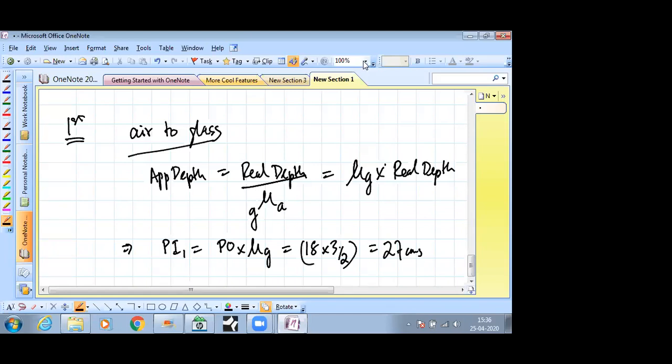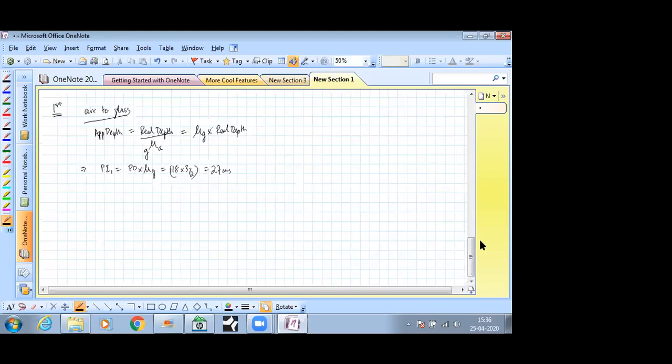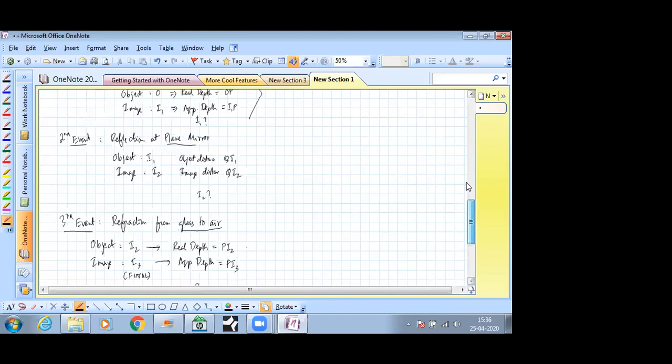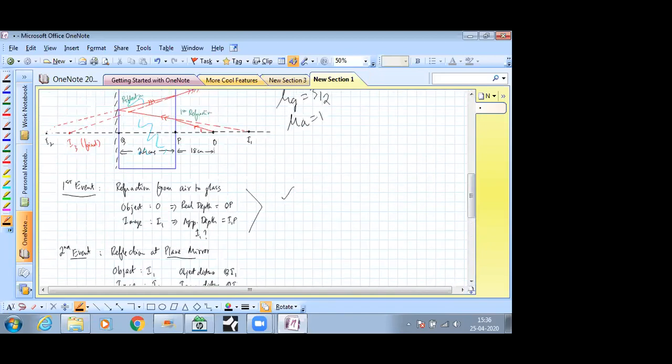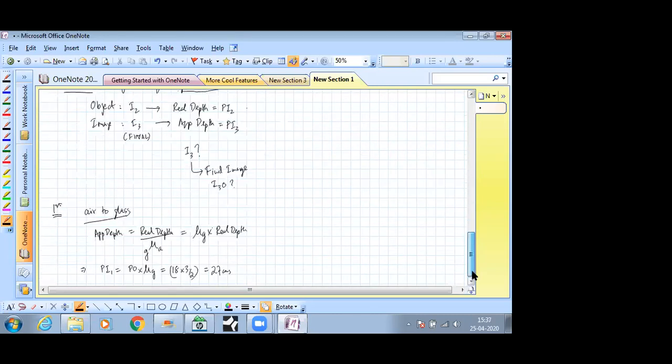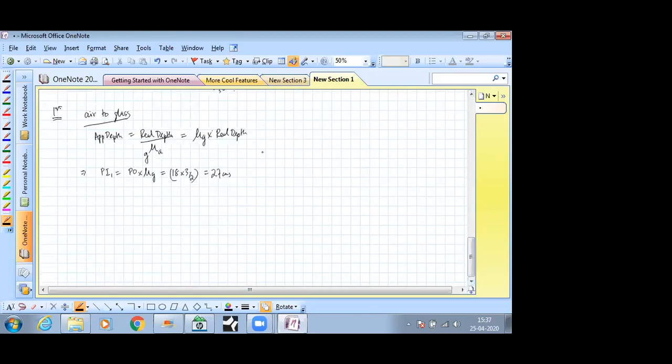I'm just referring this back to the diagram and just clarifying what this calculation is giving. See, the real depth was PO and the apparent depth was PI1. Just this refraction. So PO is the real depth and it's bending towards the normal, so it diverges less. When you produce it back, it goes to a further behind point. That is why your apparent depth PI1 has to be greater than PO. So that is a clue, and that is your first event solved.